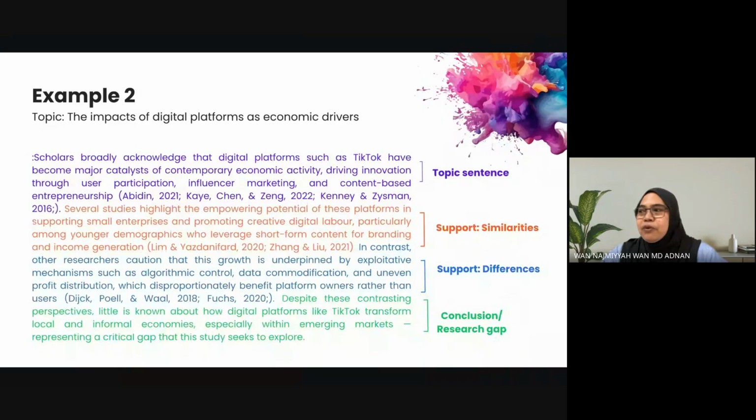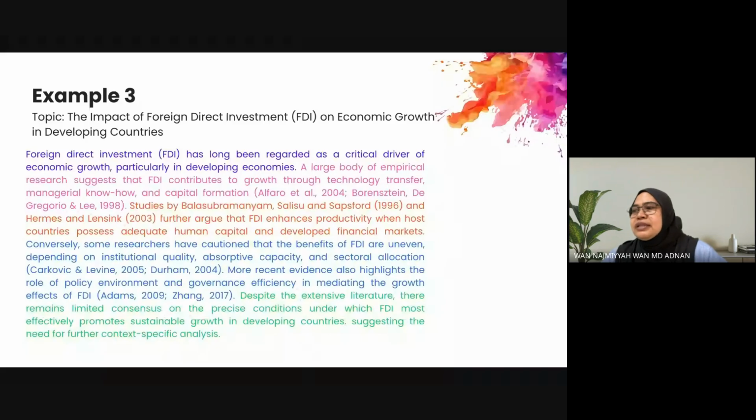Okay, before I give you another exercise. Okay, this is another example. The second example is the impacts of foreign direct investment on economic growth in developing countries. This is another example of a topic, one of the parts in the literature review. Yeah. So as you can see, the first sentence is still the topic sentence. For example, it has long been regarded as a critical driver of economic growth, particularly in developing economies. You make a general statement first. You can even cite a lot of people here, the multi-citations.